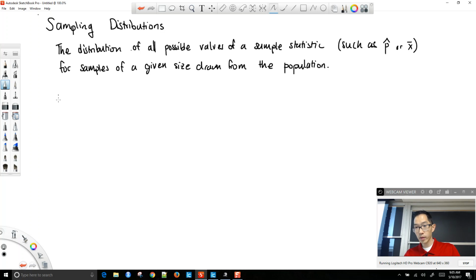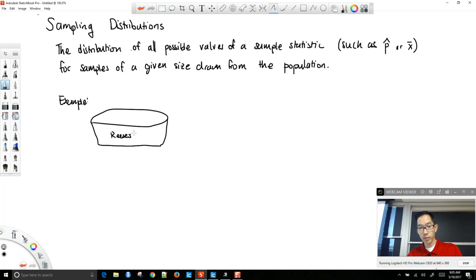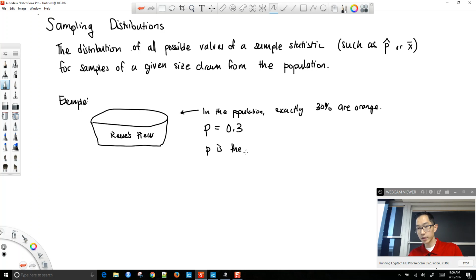Okay, and so our example last time, we have a tub. This thing is filled with Reese's Pieces, and we said perhaps in the population exactly 30% are orange. So that means P, being the population proportion, is 0.3.